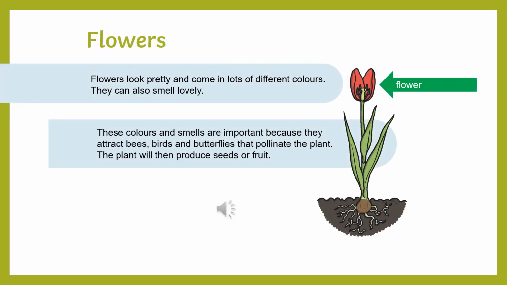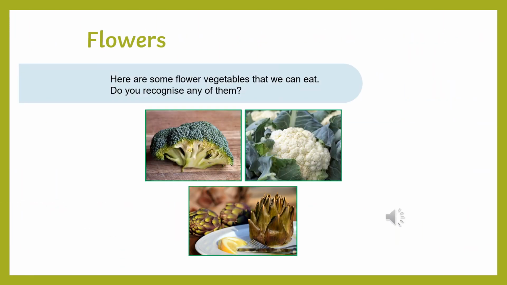Flowers look pretty and come in lots of different colours. They can also smell lovely. There's a very important reason why flowers look and smell so pretty. It's because the flower wants to attract bees, birds and butterflies that pollinate the plant. The plant will then produce seeds or fruit. Here are some of the flower vegetables that we can eat. Do you recognise any of them? The top left vegetable is one of my favourites.